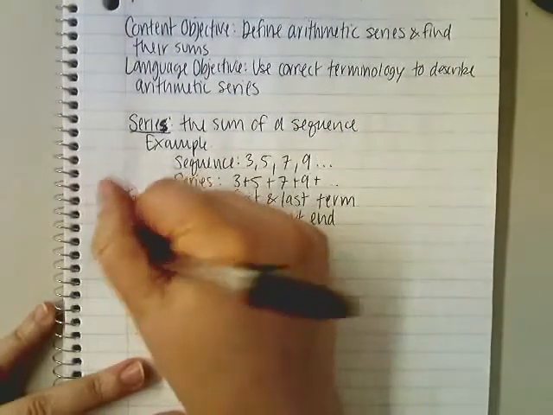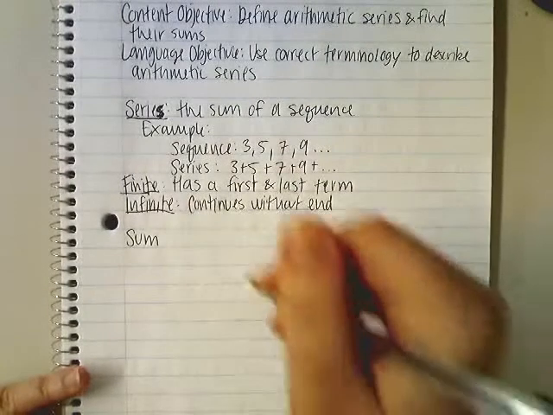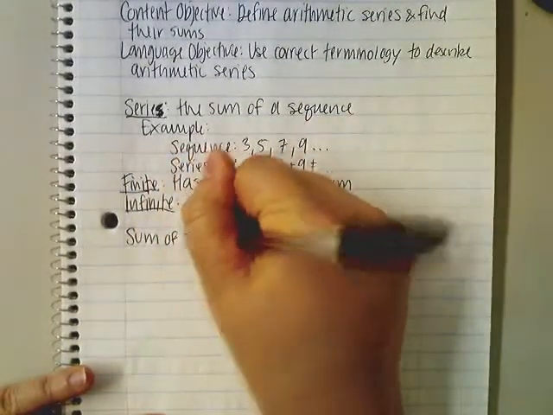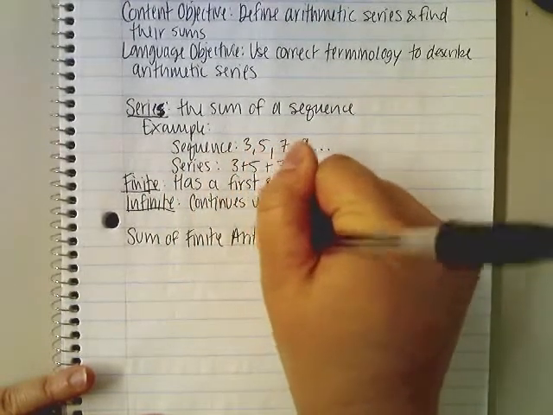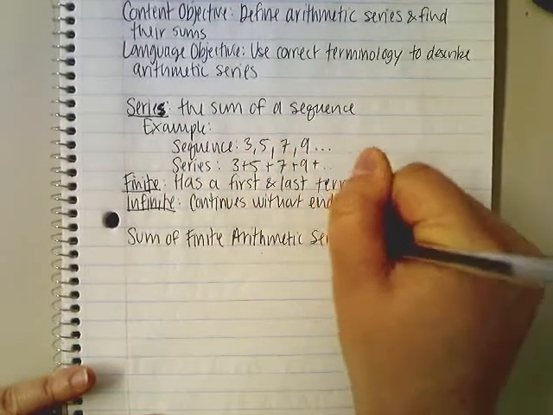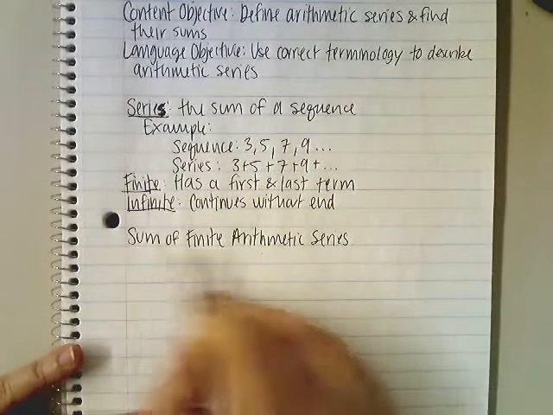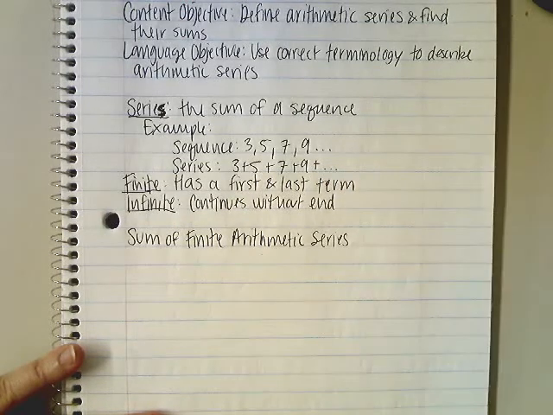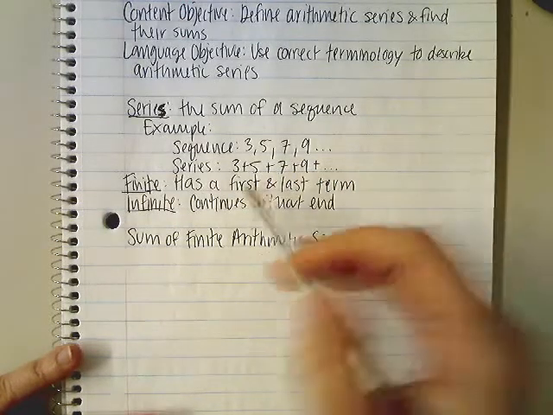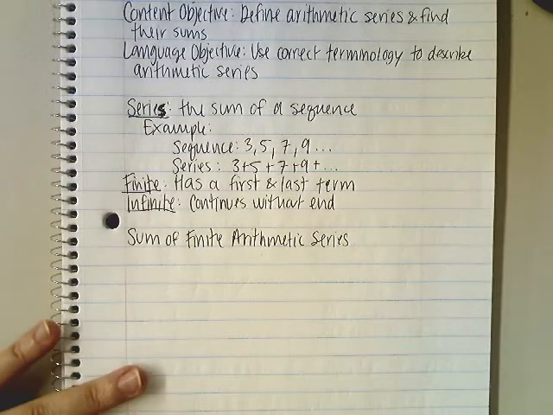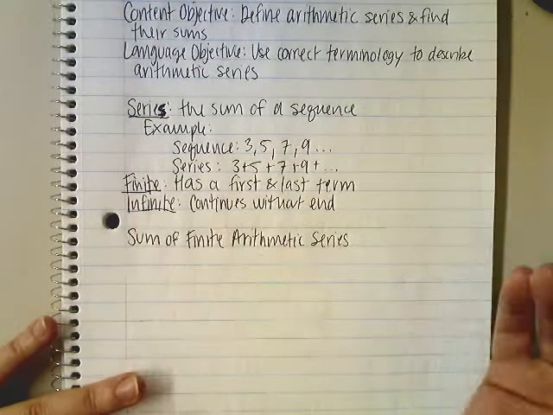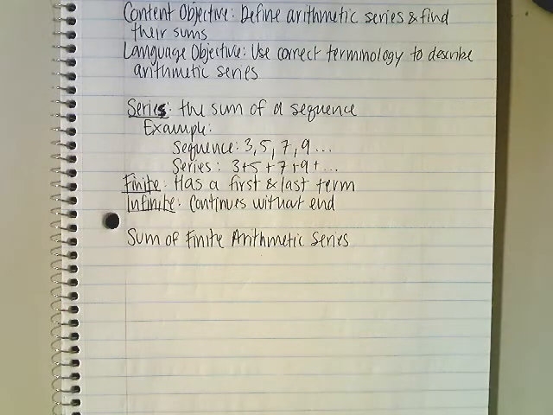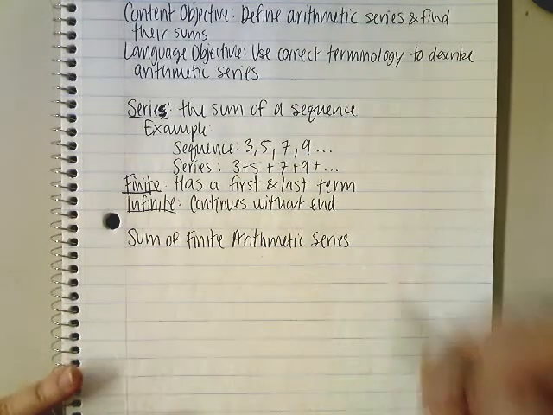So today we're focusing specifically on arithmetic series. So a sum of a finite arithmetic series. The reason it has to be finite is because for arithmetic series, if they were infinite, you'd be continuing to add larger and larger or more negative numbers if you're subtracting, but you'd continue to add numbers infinitely, which means its sum would also be infinite. So we can only find the sum of finite arithmetic series.